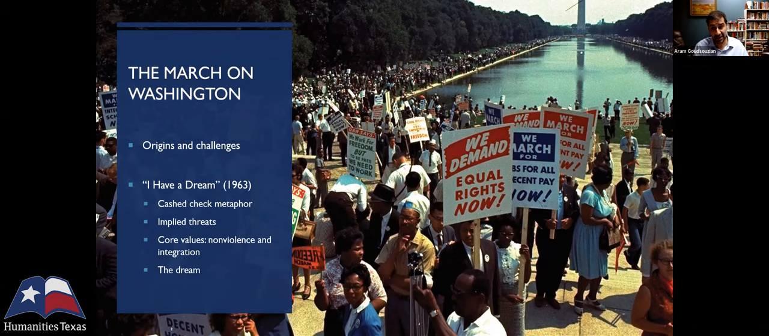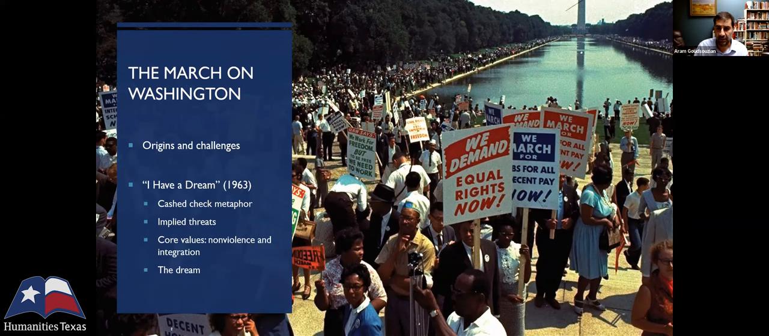And they come from a socialist background. And originally this was a march for jobs, about economic justice. And the official name of the March on Washington is the March on Washington for Jobs and Freedom. So there is an economic agenda that's always part of the traditional civil rights movement, as we can see here.